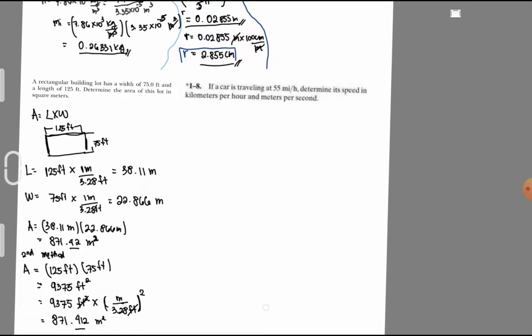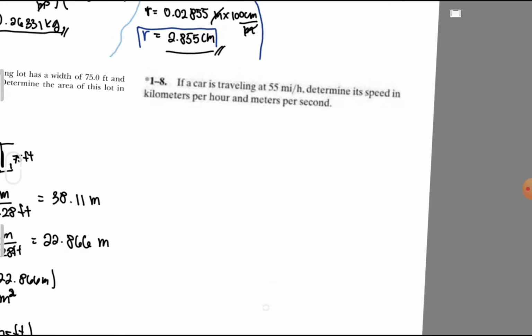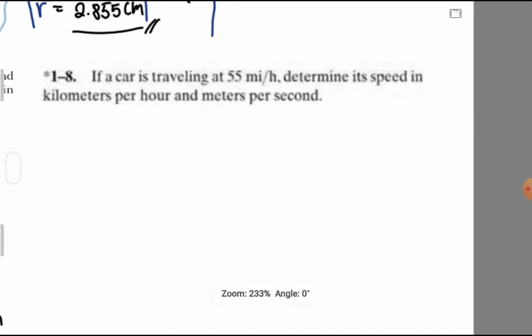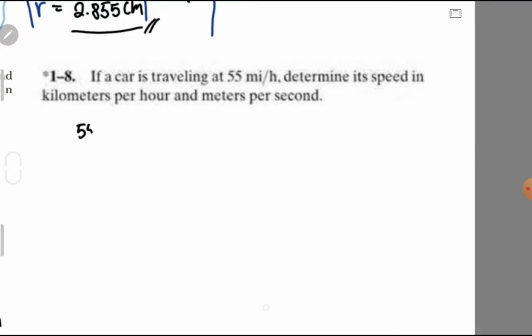So, next. If a car is traveling at 55 miles per hour, determine the speed in kilometers per hour and meters per second. In this problem, it is a velocity problem wherein we would just convert it into kilometers per hour and meters per second. So your 55 miles per hour into blank kilometers per hour. It is very easy, right?